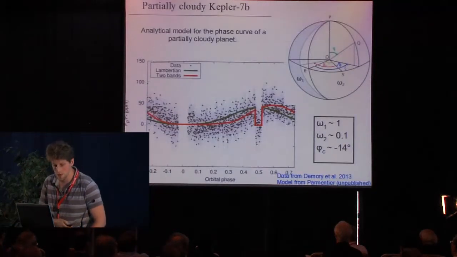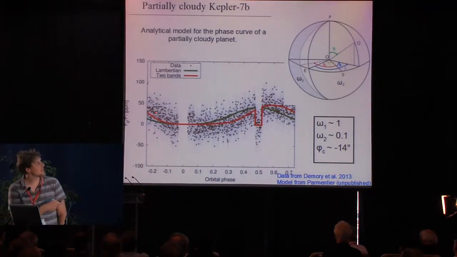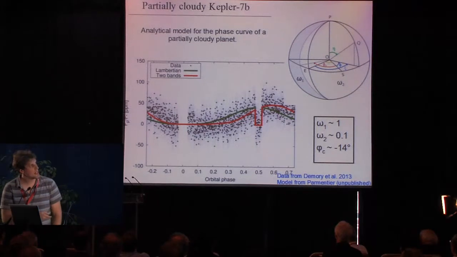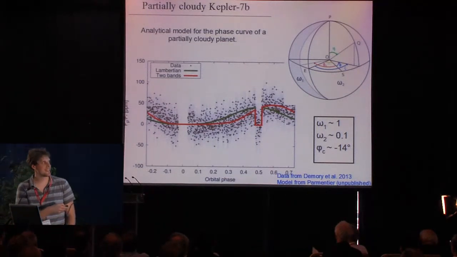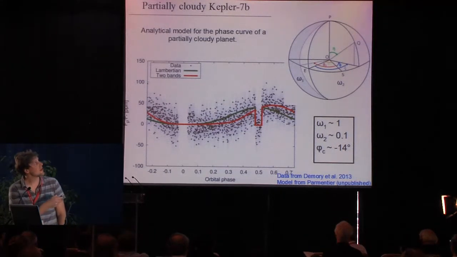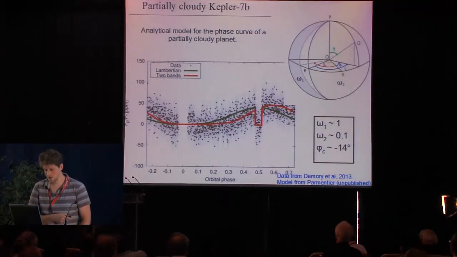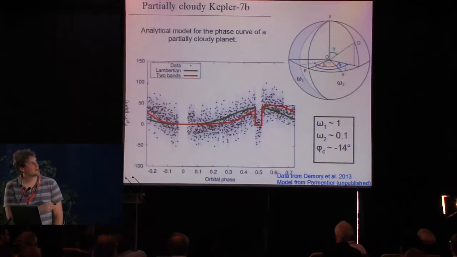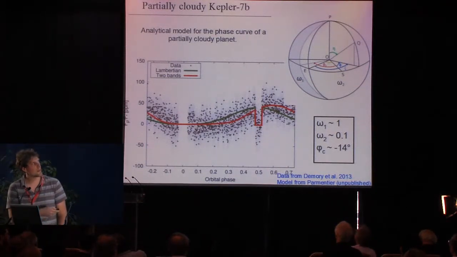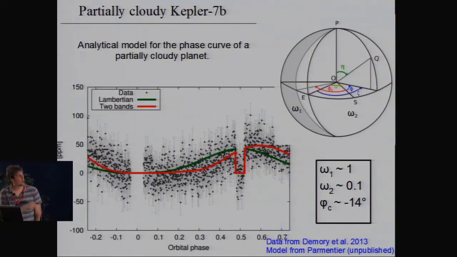And actually, if we look at the light curve of Kepler-7b that Kevin presented, it's shifted to the east: the maximum of the light curve is shifted after the secondary eclipse. And so I derived a small analytical model based on a paper from Madhusudhan, 2012, I think, which considers what would be the phase curve of a planet that is partially clouded, that has an albedo omega-1 on the west and omega-2 on the east.